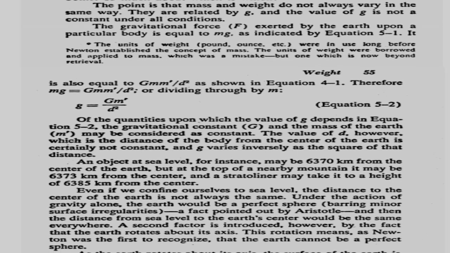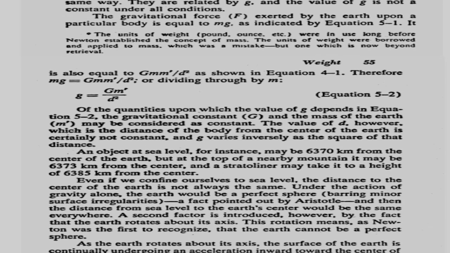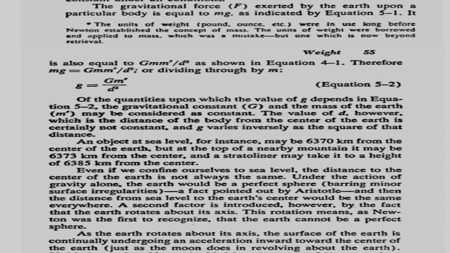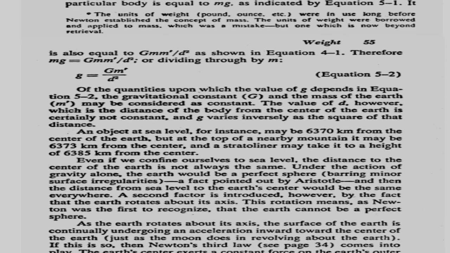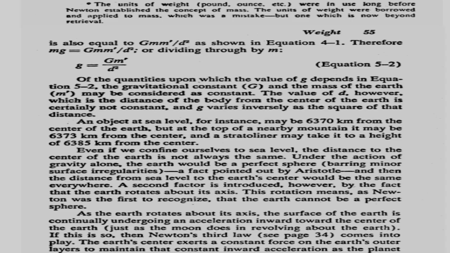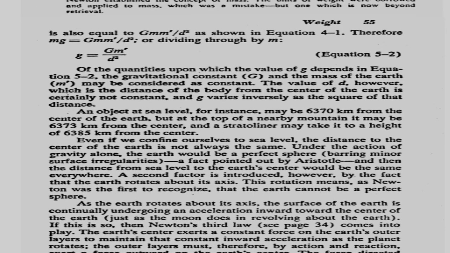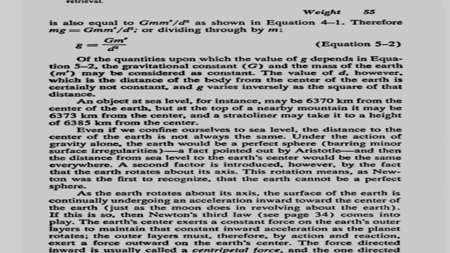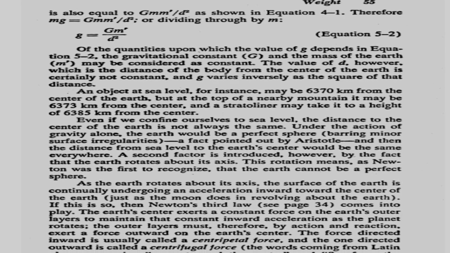It is also equal to uppercase G times m' divided by d squared, or the gravitational constant times the mass of Earth divided by distance squared, as shown in equation 4-1. Therefore, m times g equals uppercase G times m' divided by distance squared, or mass times gravity equals the gravitational constant times mass times the mass of the Earth divided by distance squared, or dividing through by m, g equals uppercase G, m' divided by d squared.